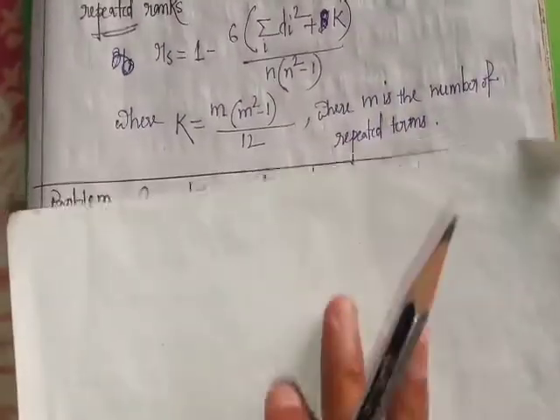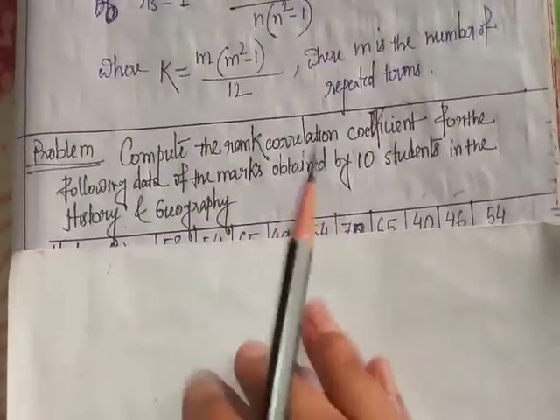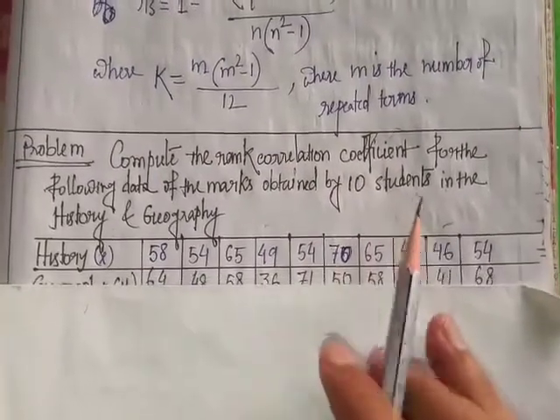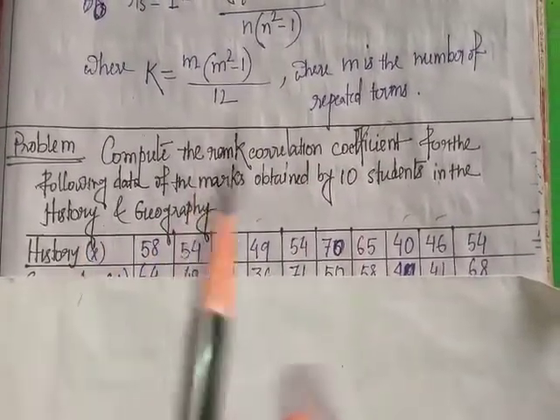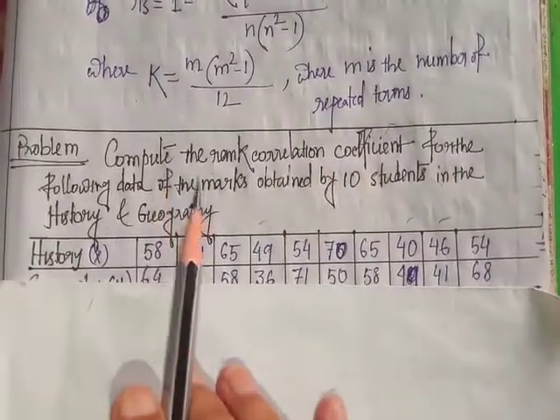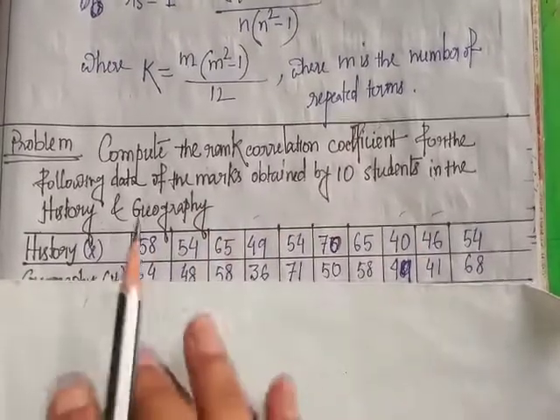Now we discuss a problem. Compute rank correlation coefficients for the following data of marks obtained by 10 students in history and geography.